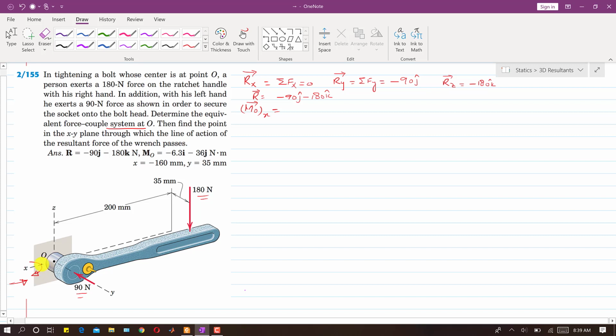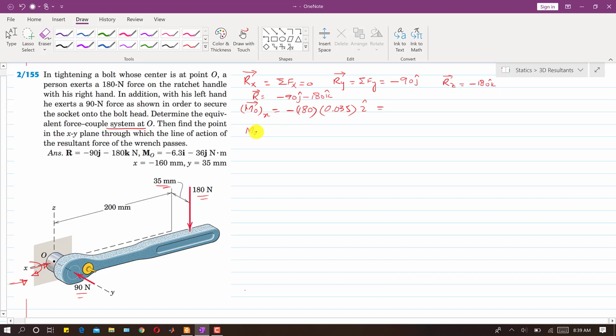And if we curl our right hand fingers in this direction, the thumb will point out in the negative x direction. So the magnitude of that moment will be 180 into this 35 mm. So 35 mm divided by 1000 will be 0.035. And since the thumb is in the negative x, we will write minus i. Right, so this will give us the component of the moment at point O along x.